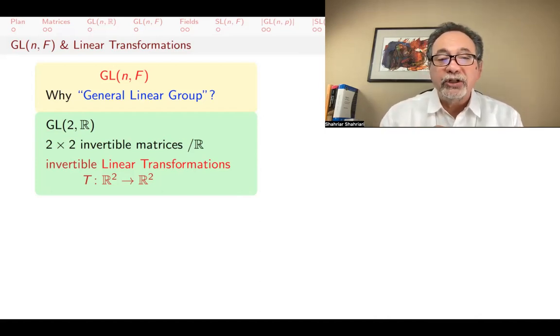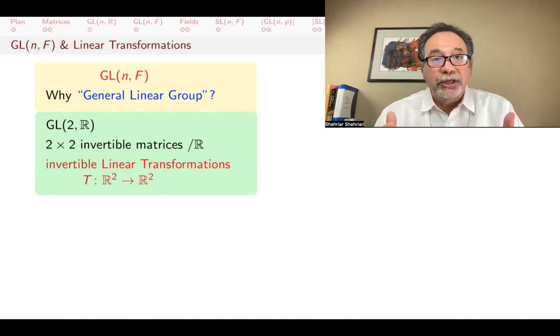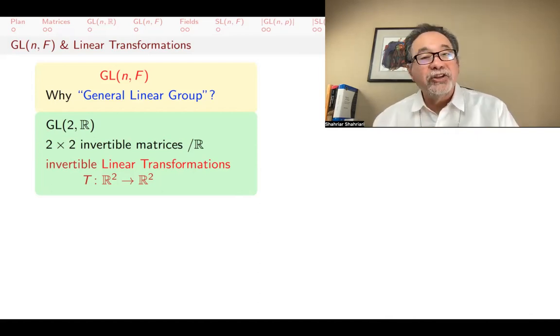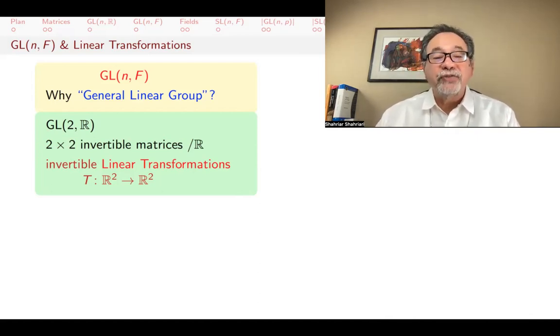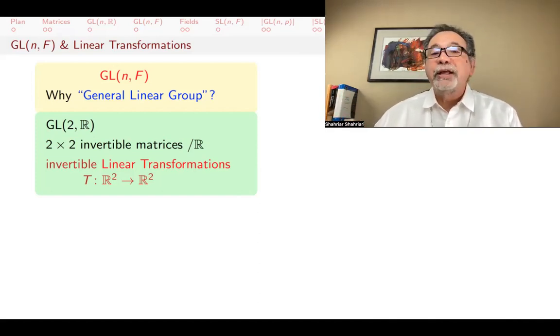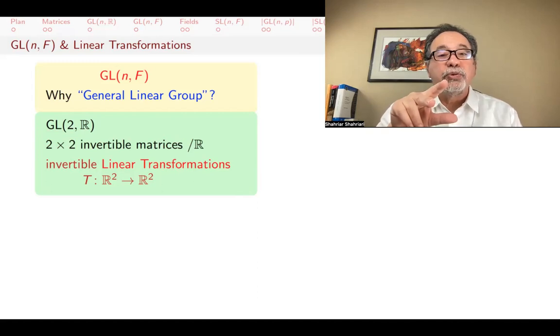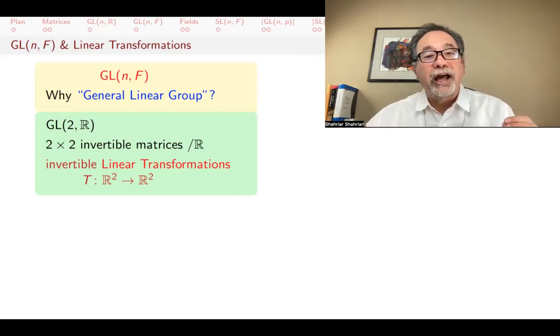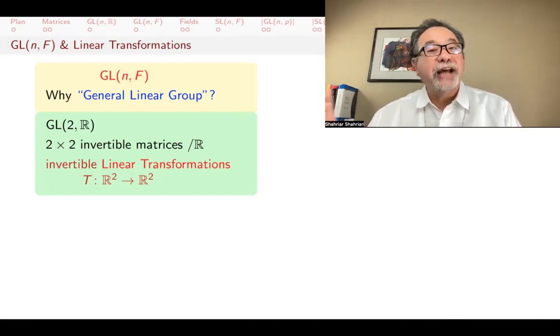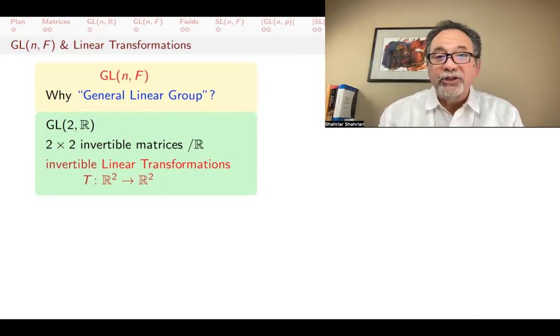Now, where does the word general come from? Linear transformations don't have to be invertible. But if they are invertible, then they have the property that, for example, in R2, if you take 3 points in general position, meaning 3 points that are not all on the same line, then if you take their image, and the linear transformation is invertible, you're guaranteed that the image will also be in general position. If it wasn't invertible, it's possible that those 3 points will collapse all into one line. And so 3 points in general position may transform to 3 points not in general position. But if you have invertible matrices, that doesn't happen.